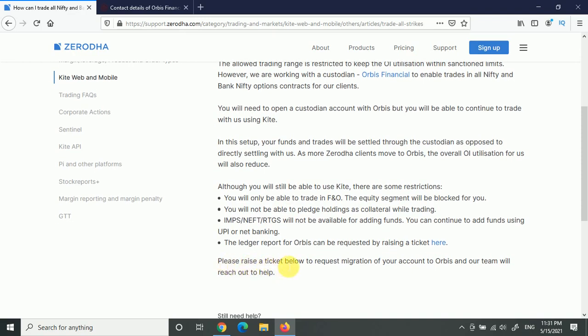Please raise a ticket below to request migration of your account to Orbis, and our team will reach out to help. So for that, if you raise the ticket, the overall process may take from 4 weeks to 6 weeks. I am not saying 4 days to 6 days, it is 4 weeks to 6 weeks. I have personally not done it, but someone I know personally has done it, and for them it took approx 4 weeks. And you need to sell all of your stock which are now in Zerodha.